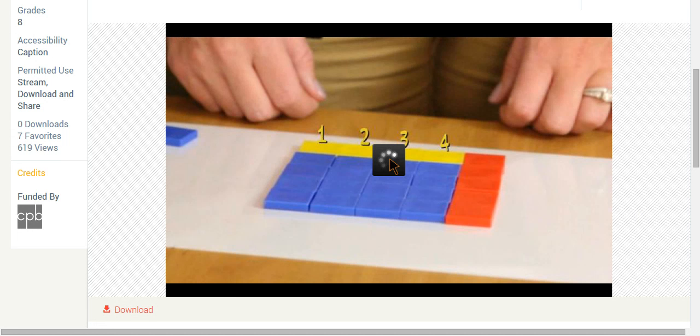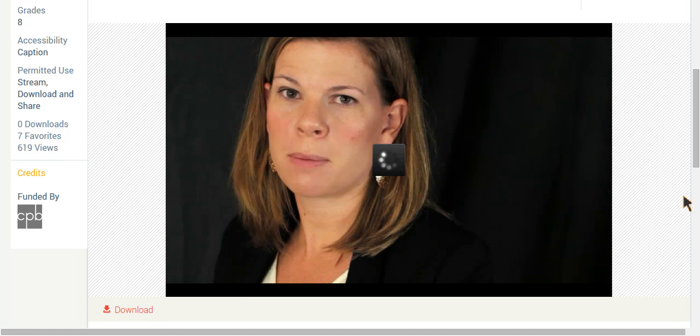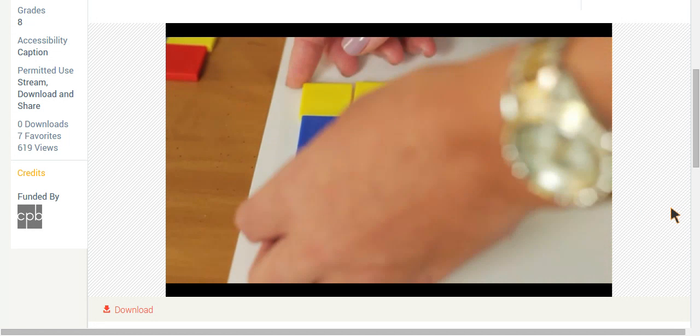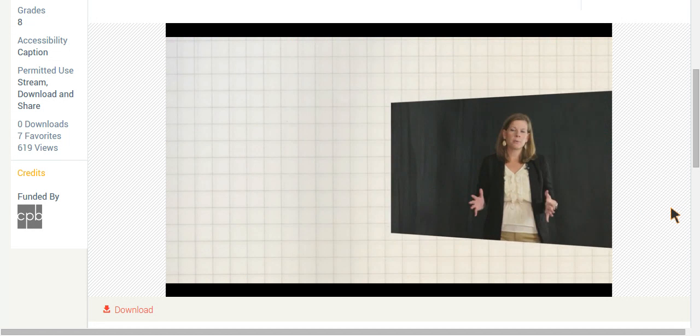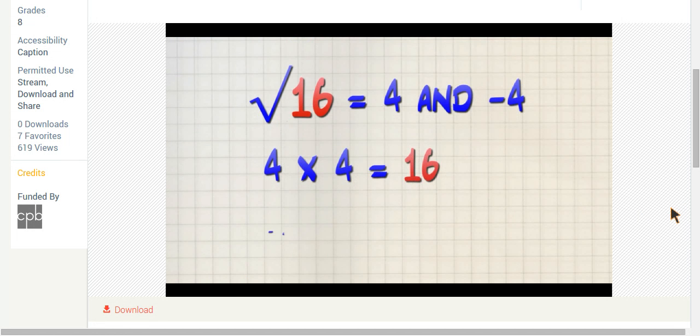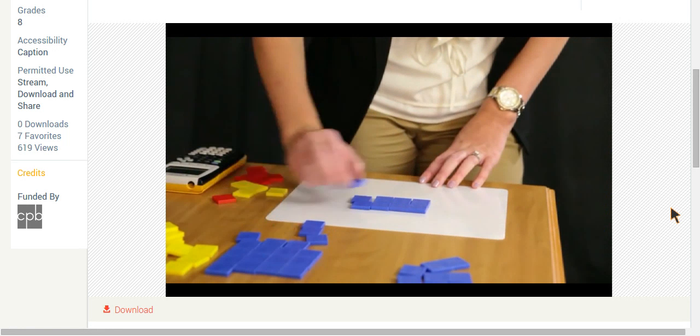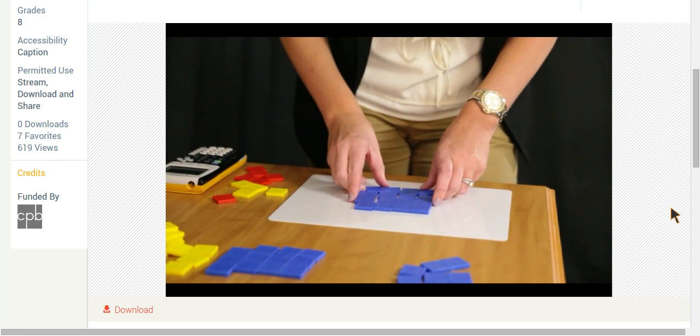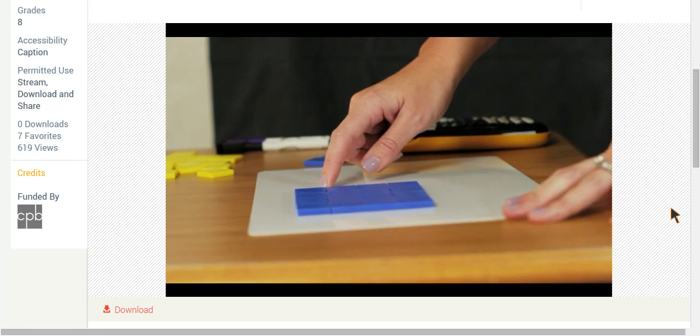My name is Melissa Wagner, and today we're going to be learning about approximating the square roots of non-perfect squares. First, let's review what a square root is. So, for example, the square root of 16 is 4 and negative 4 because 4 times 4 equals 16, and negative 4 times negative 4 equals 16. We can also represent this using colored tiles. So I have 16 tiles here, and the dimensions are a 4 by 4 square.